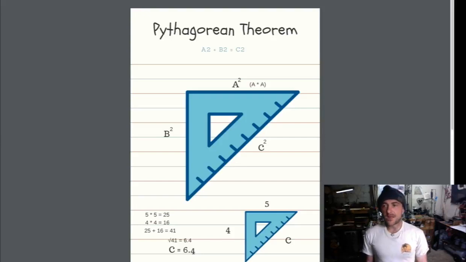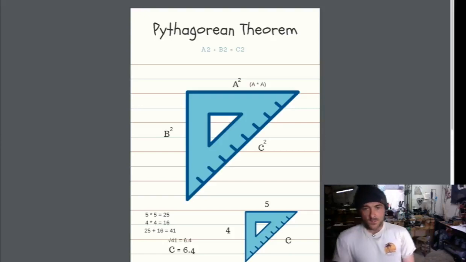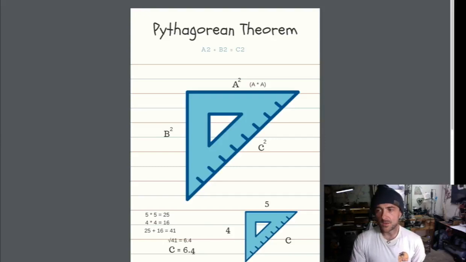So basically the Pythagorean theorem is just a squared plus b squared equals c squared. So you know two sides, and you can work out what the third side of that triangle is by knowing the other two sides. The one at the bottom here, I've got one side is 5, one side is 4, we're trying to work out what the other side is, so I've labelled C. So 5 times 5 is 25, 4 times 4, 16, add them both together you get 41, and then basically find the square root, and 6.4.